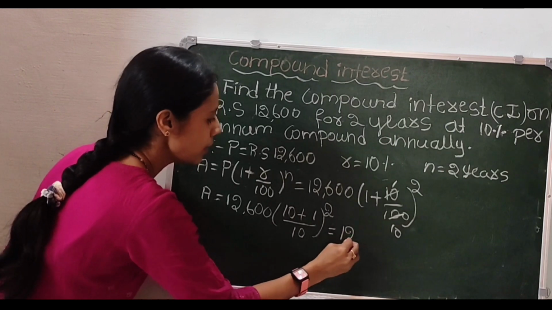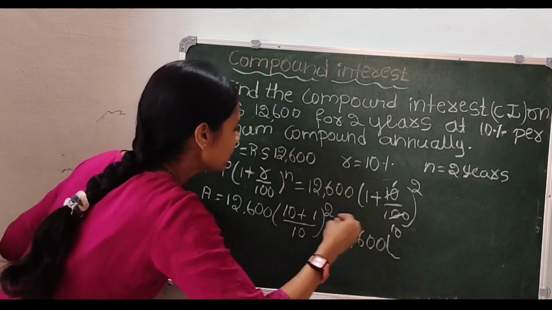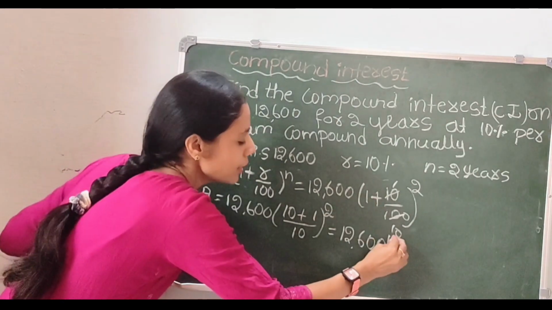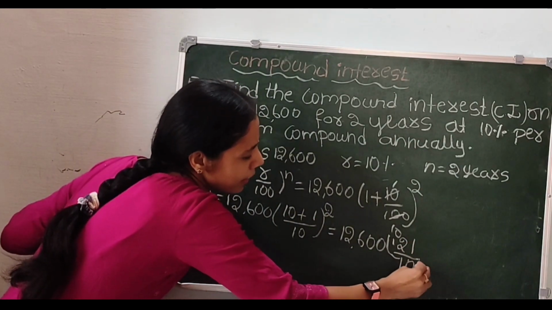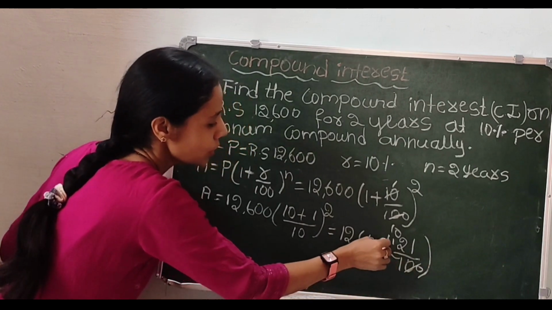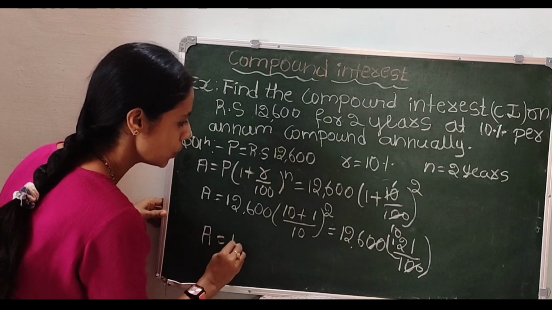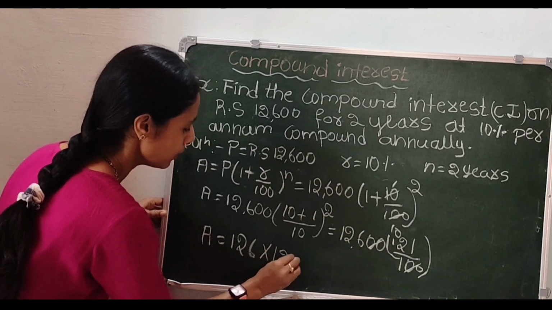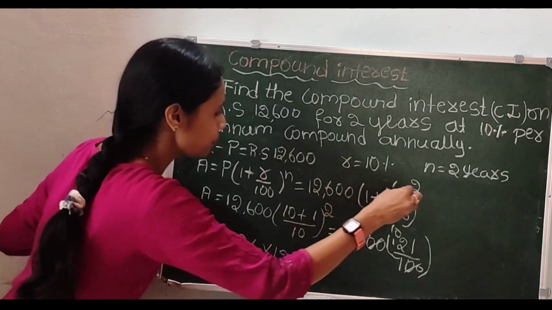After that, 12,600 into 10 plus 1, 11. 11 divided by 10 whole square is 121 divided by 100. Okay. Again simplify this. These two zeros cancel. The value of A is equal to 126 into 121. Simplify these two, we get value of A.